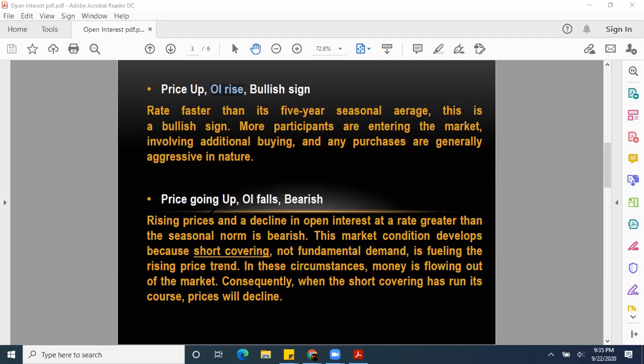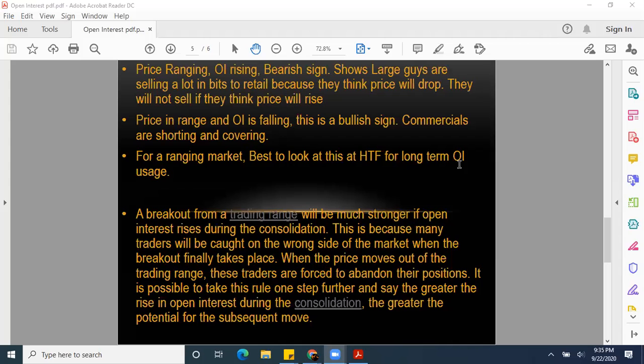So when you see price rising and a decline in open interest, it shows bearishness. We should anticipate bearishness coming into the market. We'll do some examples, so no problem. Let's move on.